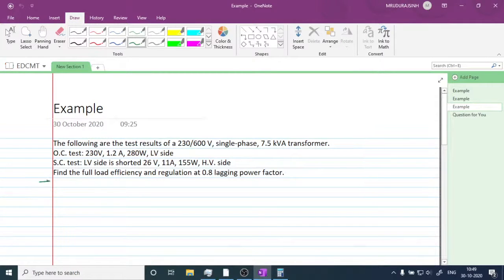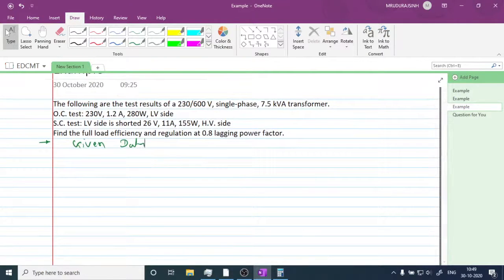So let's begin example number 3, the final example of today's session. This is our last example in this session. The data given to us is the following test results of a 230 by 600 volt transformer. So the V1 primary voltage of this transformer is 230 volt. V2 secondary voltage is 600 volt. Single phase transformer. The power rating of this transformer is 7.5 kVA.